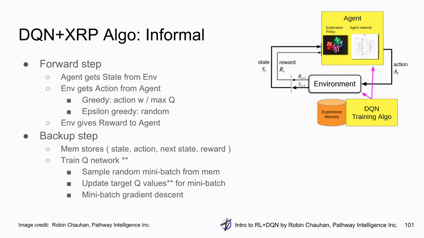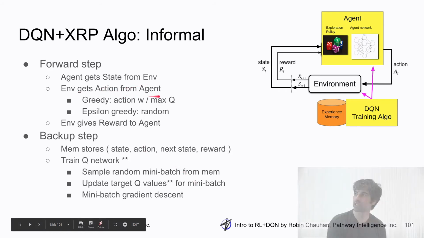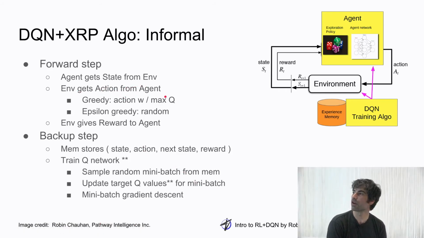So this happens in two steps. There's the forward step, that's actually playing the game normally, right? The agent gets the state, picks the action, gives it to the environment, and then the environment gives the reward. That's just a normal step through the cycle, right? But then there's a backup step, and that's when the learning happens. So it's going forward, back, forward, back, forward, back.